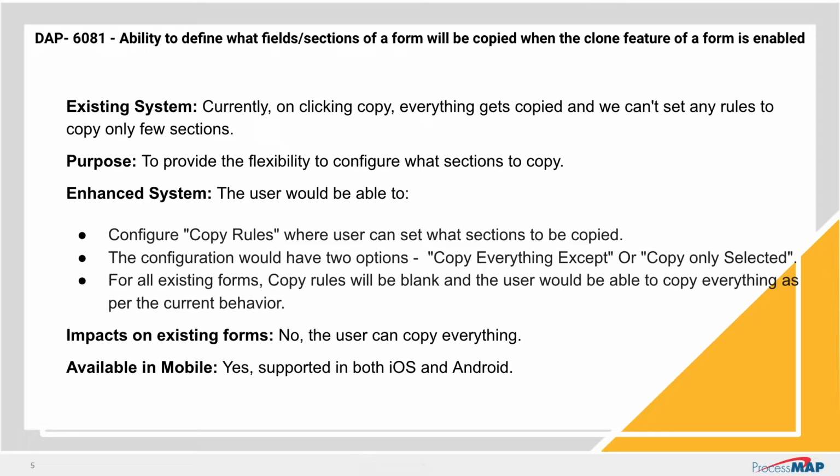We can now define what fields we want copied or not copied when we use the clone or copy feature in a form. Currently, if you click on copy, the entire form gets copied. We cannot set any rules to it. But in the enhanced version, we have configurations to copy everything except or copy only selected. For existing forms, right now, if you click the copy function, everything will be copied, so there's no effect on the existing forms. But moving forward, you can specify these fields. And let's look how this is set up.